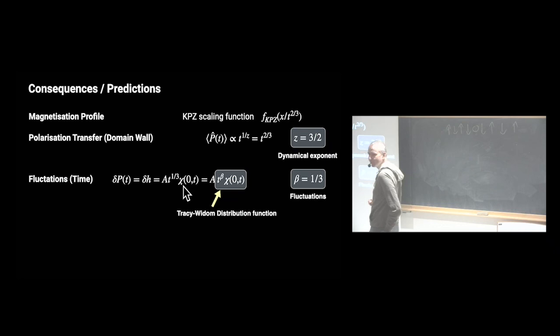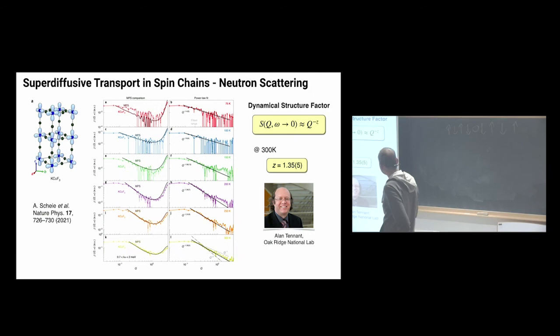I should say there have been very beautiful first experiments on this dynamical exponent in neutron scattering experiments by Alan Tennant's group, where he for the first time saw that this z is probably not close to ballistic or diffusive. He found some intermediate value, closer to the 1.5 value that you expect for KPZ physics, showing that there is also in real materials some strong evidence for this behavior.